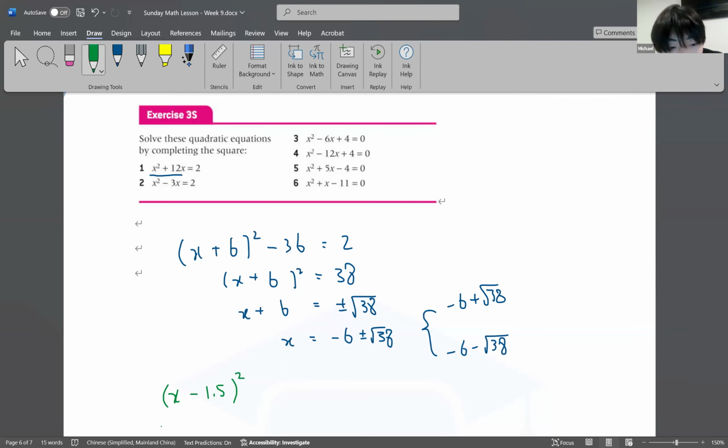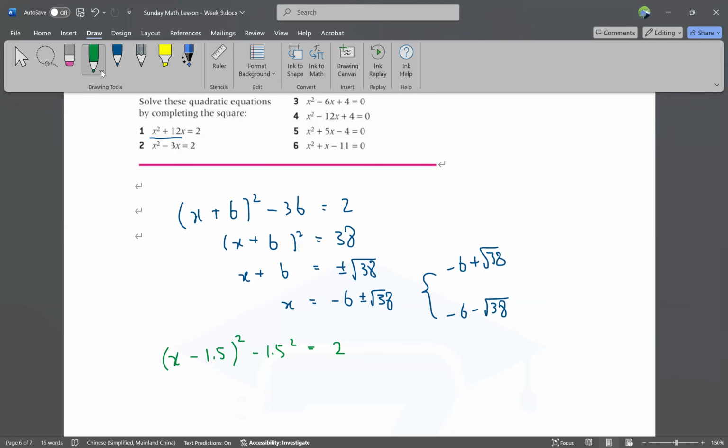When you expand this, what do you get? X squared minus 3x plus 1.5 squared. You don't have to work it out. It's 2.25. You should know that anyway. So the extra 2.25, you need to get rid of it, so just subtract this. And the square is completed.